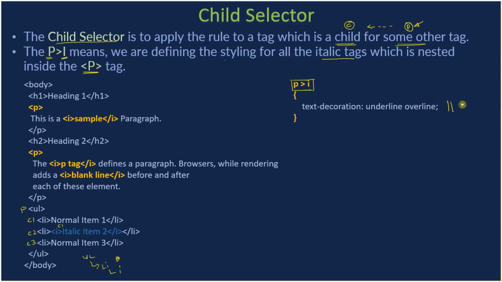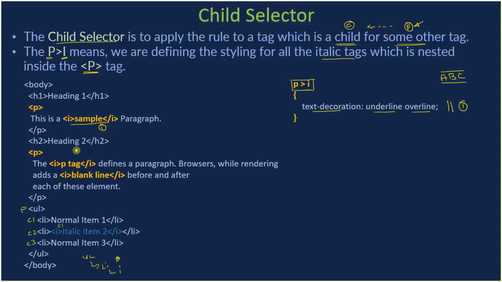And what is the style rule we are defining here? The style rule is text decoration and underline as well as overline. So if ABC is the text, underline stands for the line below it, overline is line above it. So that's what we are doing for italic tag if that comes under the paragraph. So that's what here we are defining. Paragraph tag containing all italic, apply this style rule. So style rule 1 is applied for this italic tag.